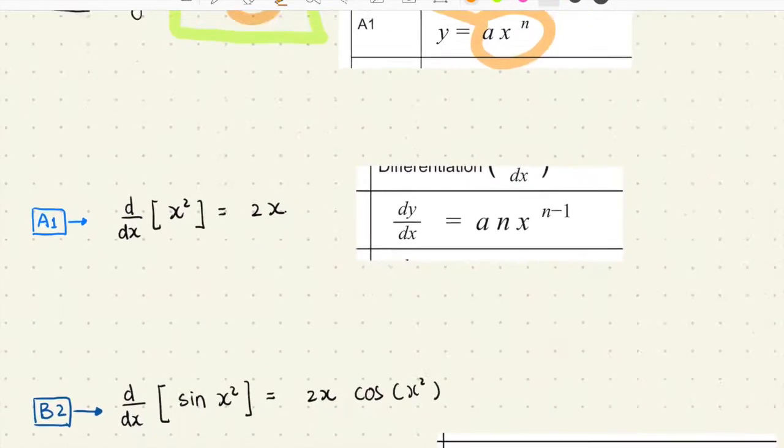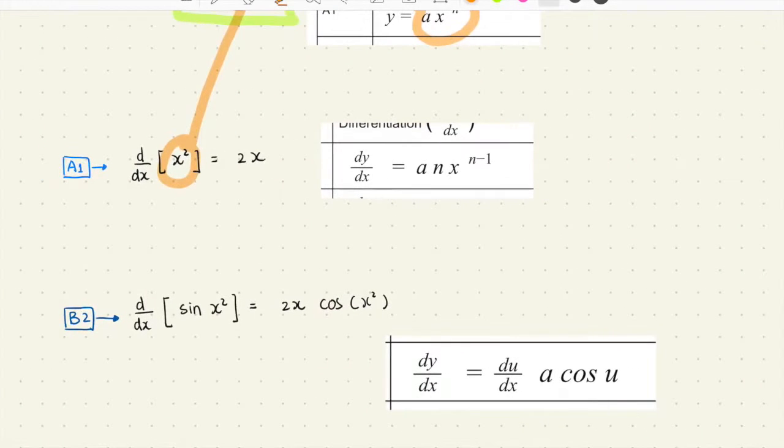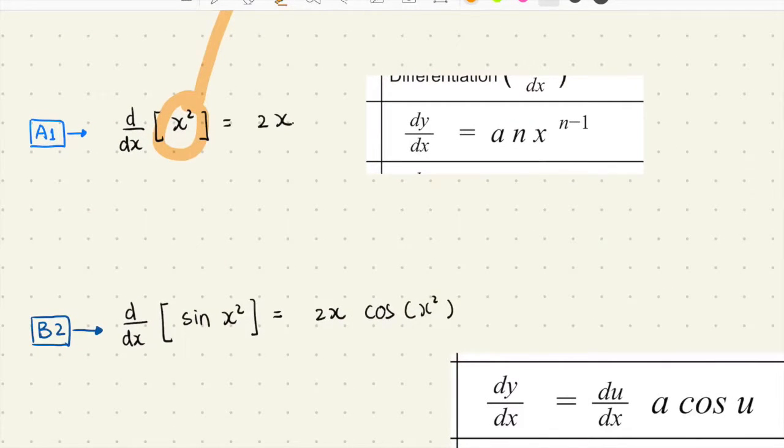We differentiate x squared. dy dx is equal to a n x power n minus 1. A is 1, n is 2. So 1 times 2 is 2. N minus 1 is 1. So you get 2x power 1, which is 2x. Then we apply formula B2. d dx of sine x squared. Very simple. U is x squared, that means du dx is 2x.